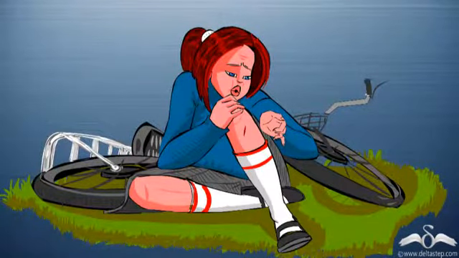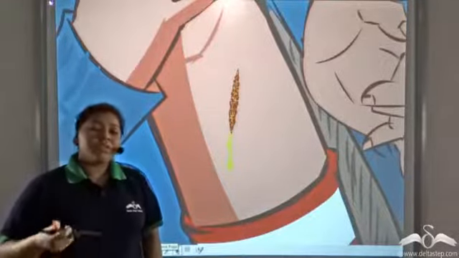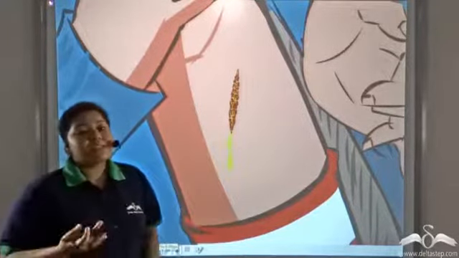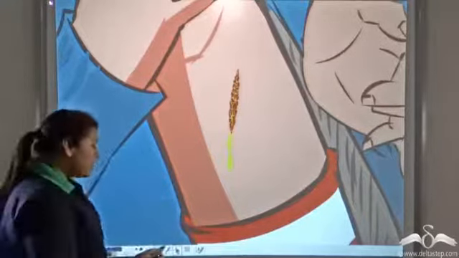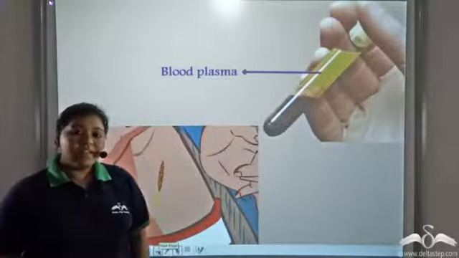This little girl fell down and cut her legs, and blood was oozing out. Well, this is because the internal blood vessels got cut, as a result of which the blood flows out. Now, after some time, the blood flow stops, but there is a yellowish fluid that oozes out. Now, is this yellowish fluid plasma? Well, we'll see.